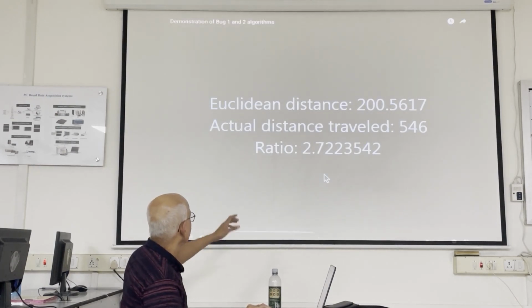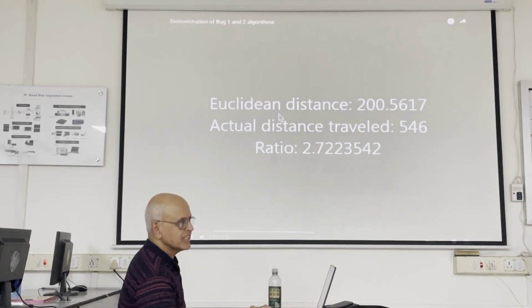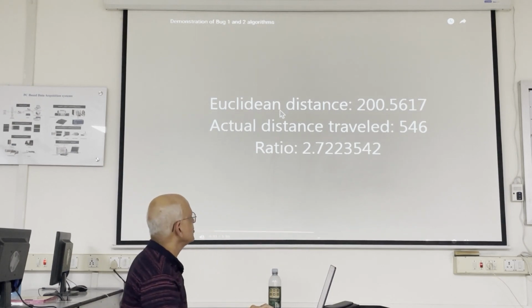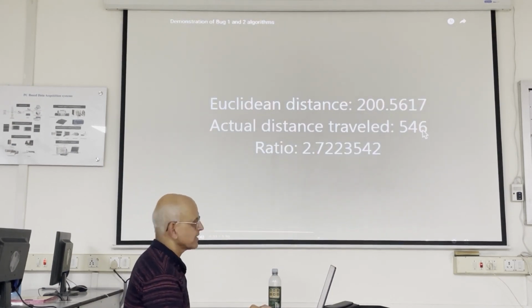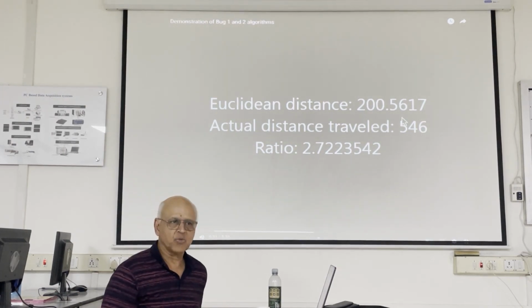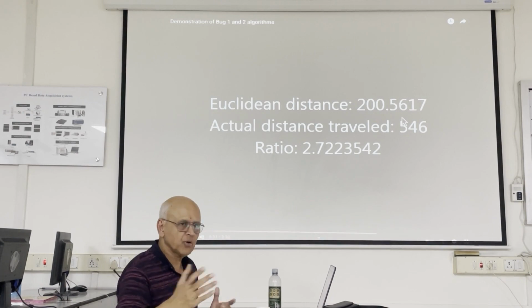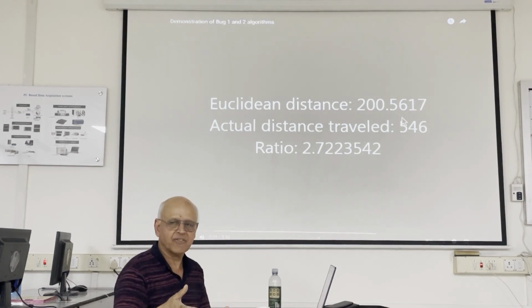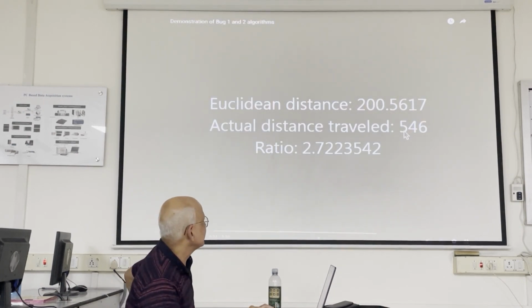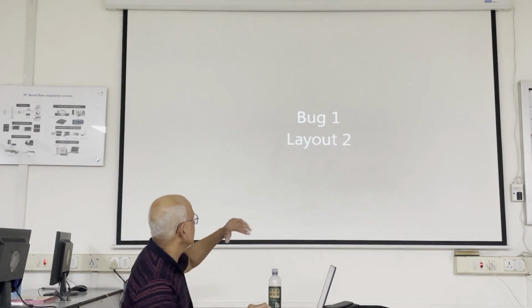Yeah. So what they're doing is, the Euclidean distance from the starting point to the goal is 200.6. The actual distance traveled is 546. So ideally you want a ratio of 1, right? You cannot get a ratio better than 1. Because how can you have a path that is shorter than the Euclidean distance? You can't. If there were no obstacles, at least, you have to have the Euclidean distance. So here it turns out to have 546, which is a ratio of 2.7. Not bad. So bug 1, layout 2.